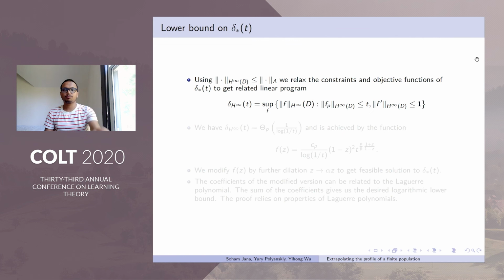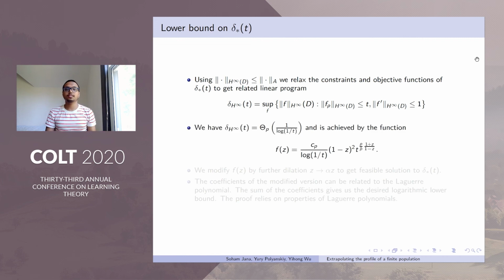So finally, we present the proof of the lower bound of delta star. We note that using a similar inequality between the sup norm over the unit disk and the norm A, we can relax the constraints and objective function of delta star to get a related linear program, delta H infinity. We note that delta H infinity is much easier to solve. It has a similar value to what we are looking to establish for delta star. And we note that the value of delta H infinity is actually achieved by some exponential function in t.